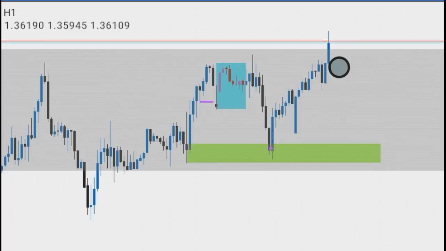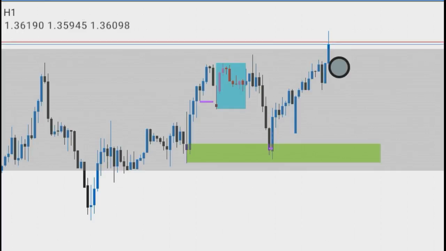All right? Now, very simple strategy. All you need to do is wait for Asian accumulation. Then, once it forms, you mark out the high of your Asia and the low of your Asian range, all right?